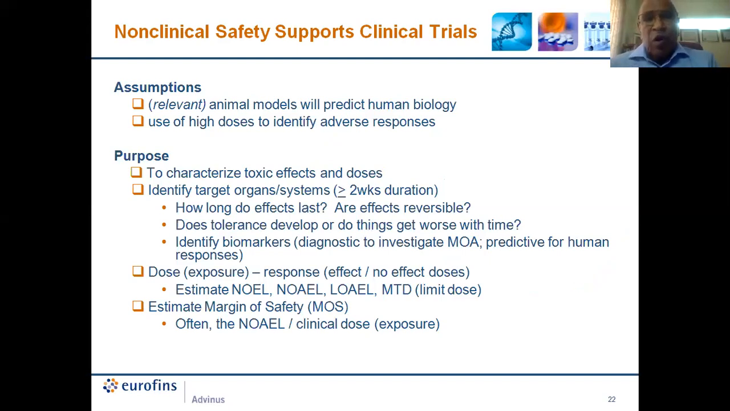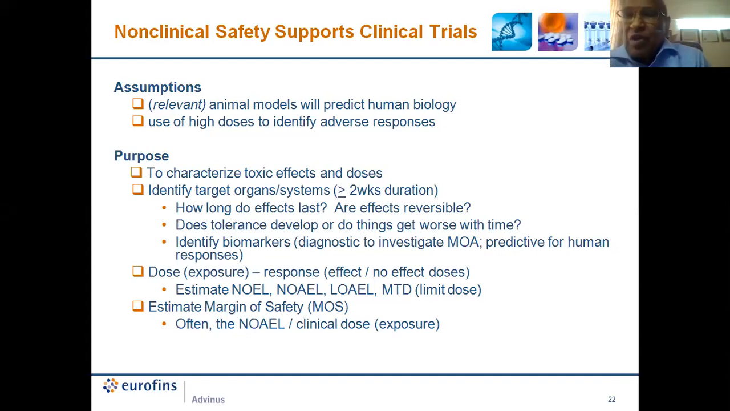We use the relevant species to predict human biology, to predict the toxic effects in humans. We use high doses in animals to identify the adverse effects. If, for example, I use a study with 1 milligram, 2 milligrams, and 3 milligrams in rats or dogs, nothing happens, even though the exposure to humans is only 1 milligram.